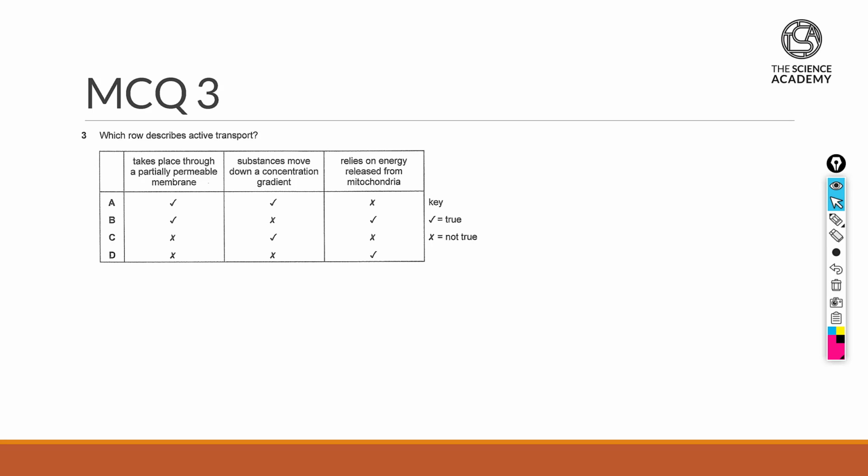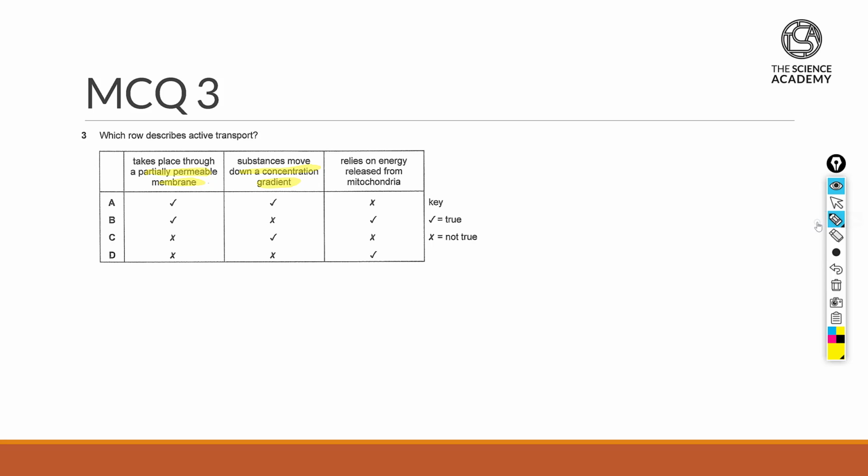Moving to MCQ 3 with regards to transport. Now we have something over here that actually asks for us to describe the process of active transport, particularly the act of, is there a need for us to use a partially permeable membrane? Does it move down a concentration gradient?